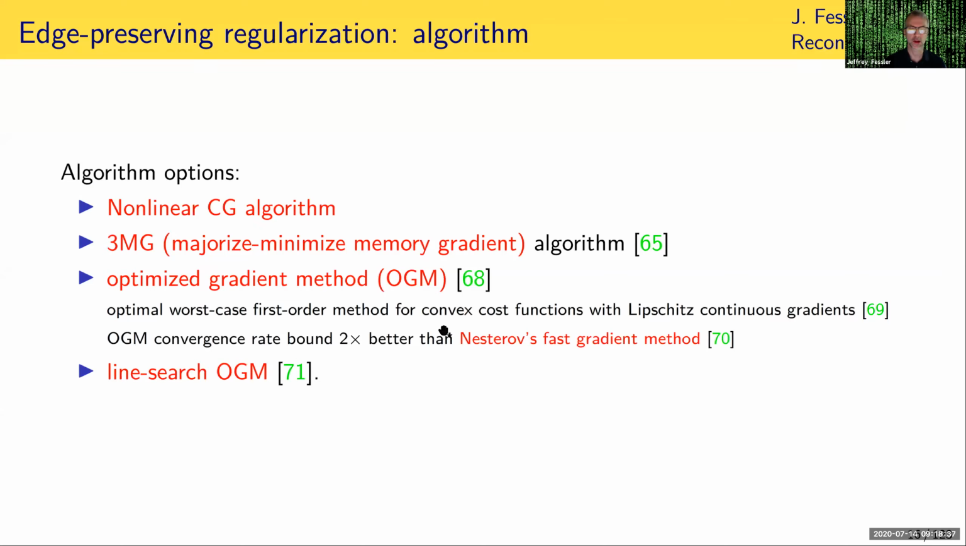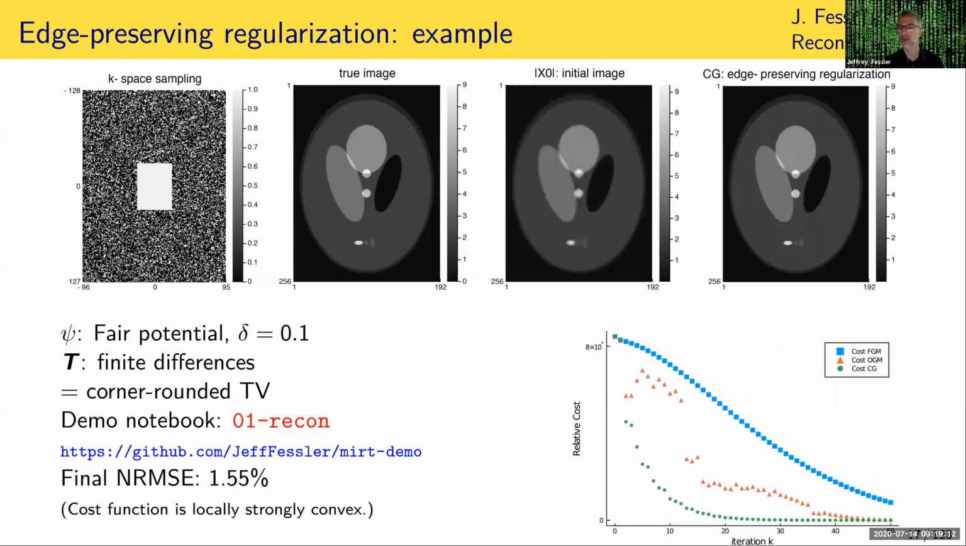One of my former students developed something called the optimized gradient method that is an improvement on the famous Nesterov fast gradient method, with the best worst-case first order convergence for all convex functions with Lipschitz continuous gradients. And recently a group has come up with a line search generalization of that optimized gradient method. So if you have an arbitrary convex cost function, like you might have in machine learning, that's smooth with a Lipschitz continuous gradient, this optimized gradient method might be a good technique to use.